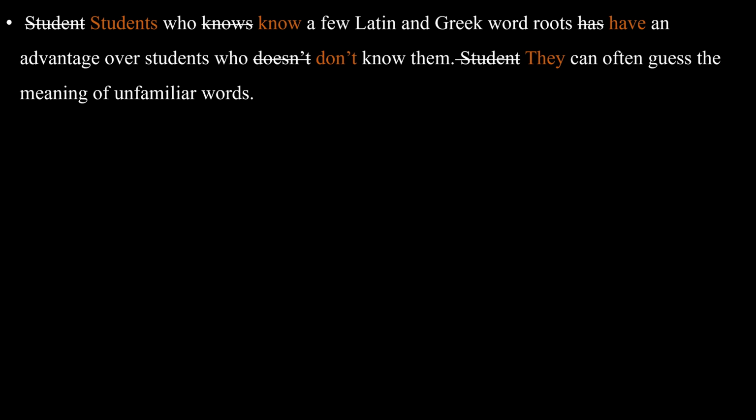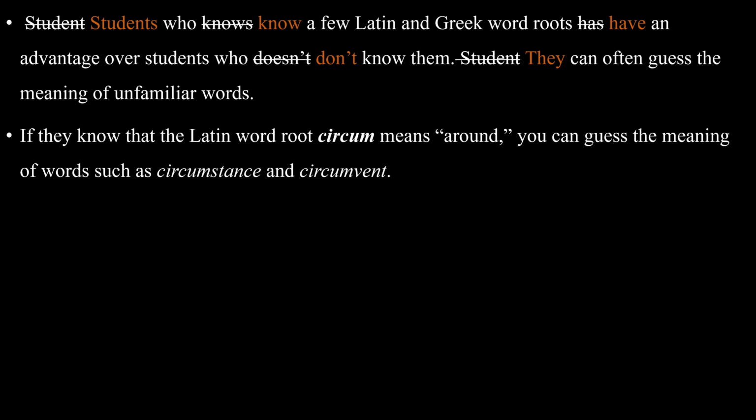Now, if we ask the author to continue writing an example, he might write the example like this. So these are the two sentences that he wrote, and this is the example: "If they know that the Latin word root circum means around, you can guess the meaning of words such as circumstance and circumvent." If you notice here, this sentence doesn't have any relationship to the previous sentences.